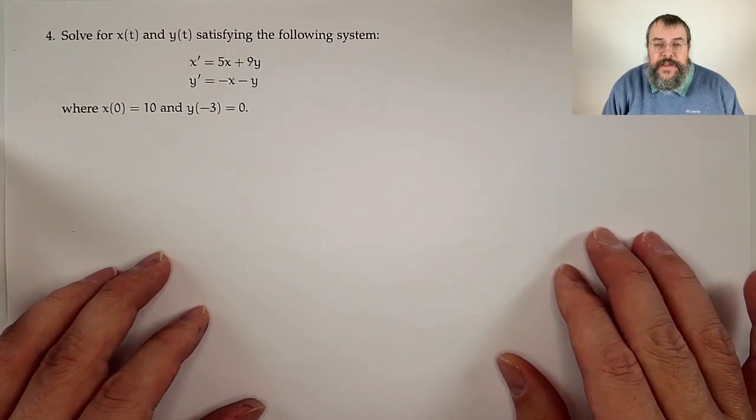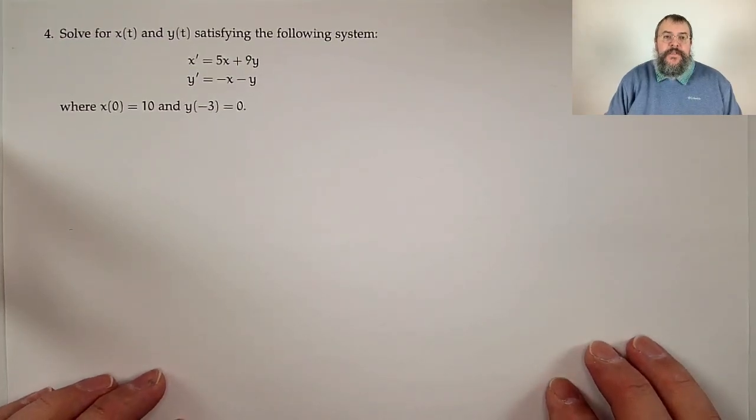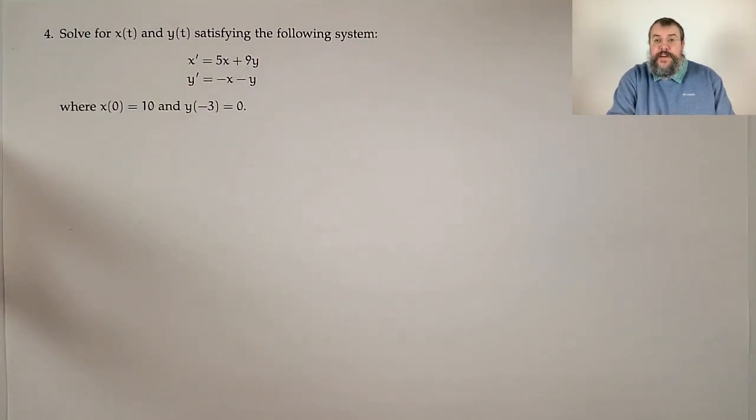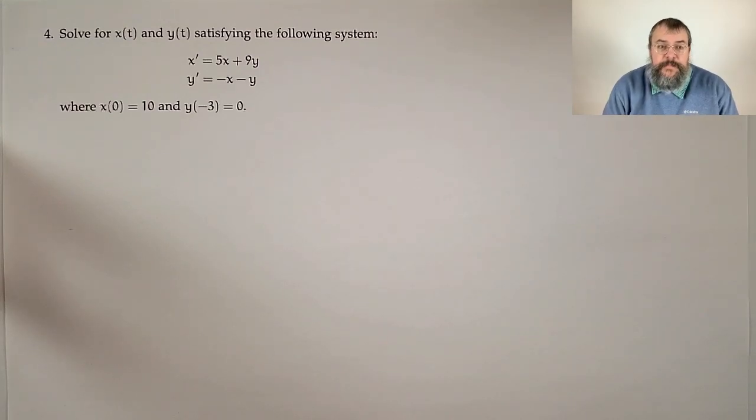All right. Number 4. Solve for x of t and y of t, satisfying the following system. x prime equals 5x plus 9y, and y prime is minus x minus y, where x of 0 equals 10, and y of negative 3 equals 0.